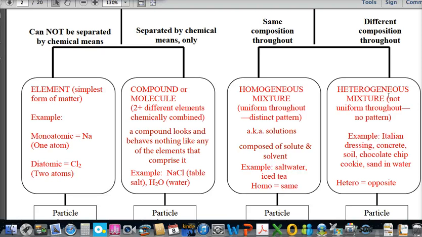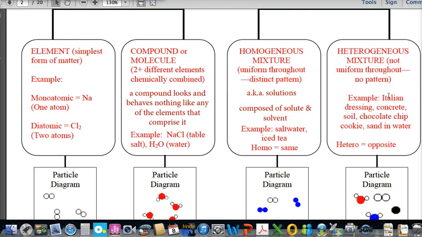Now we all know that sand doesn't dissolve in water. The sand will simply sit at the bottom. And that would make a heterogeneous mixture because the components, which are the sand and the water, are not evenly distributed. The sand is basically sitting at the bottom of the beaker.